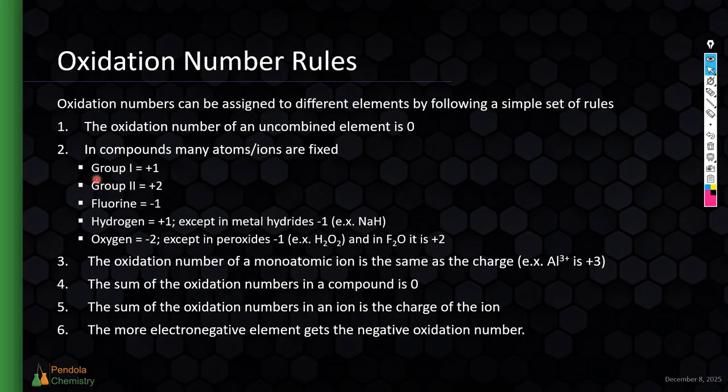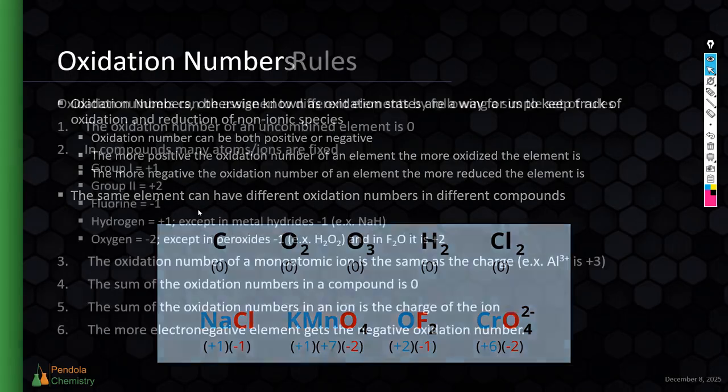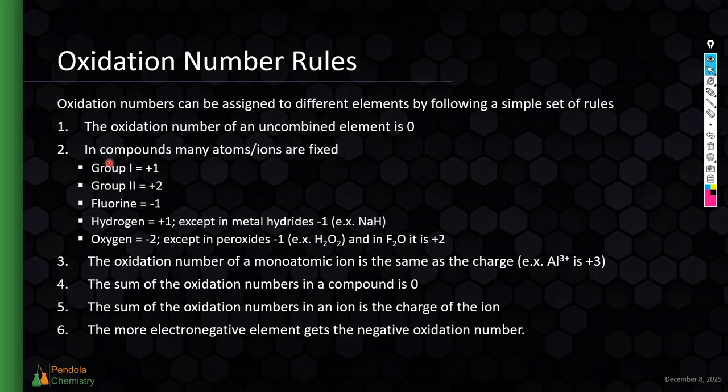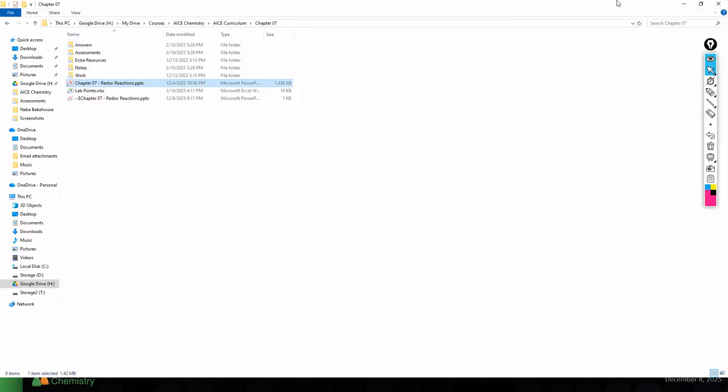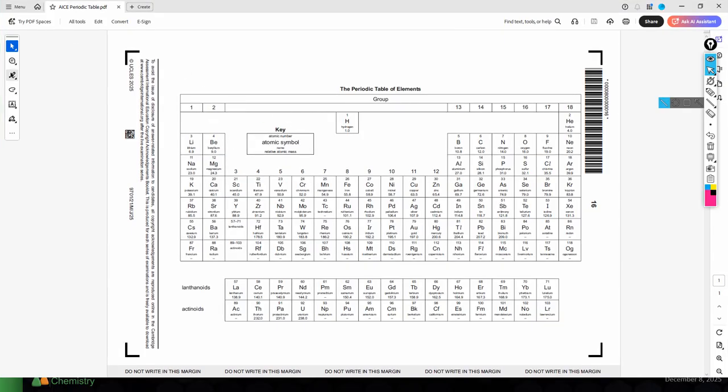Group 1 elements like sodium, for example here, or potassium here, are always going to have an oxidation number of +1. Similarly, group 2 elements are always going to have an oxidation number of +2. So this is always going to be the case. Let me bring up our periodic table here. So if we look at our periodic table, that means that some of our elements will have a fixed oxidation number.